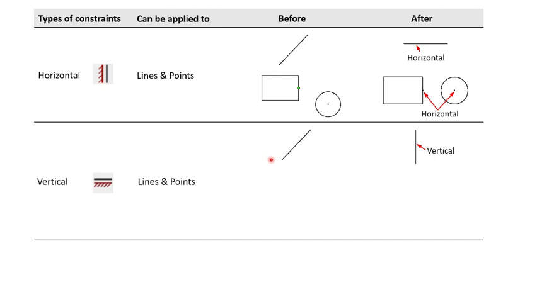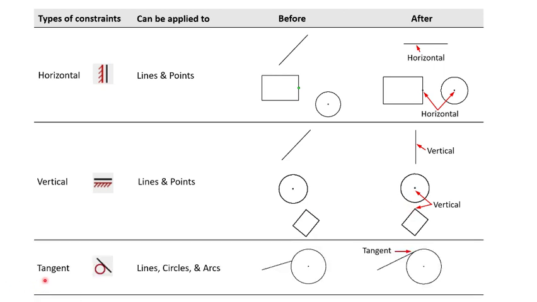Similarly, when you have a vertical constraint, you can apply it on the line. It will make the line vertical. And you can also apply it to 2 points. For example, you can apply it on this point, the center point of the circle, and the corner of this rectangle. And then once you applied it, these 2 points will be vertically aligned.